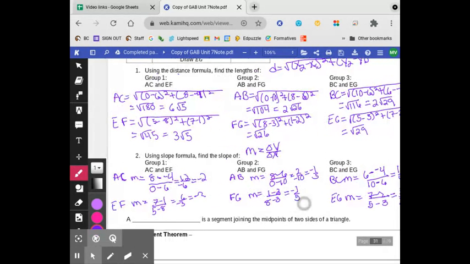Okay, so again, group 1, AC, the slope is -2. EF, the slope is also -2. Just trying to fix my 2 there.